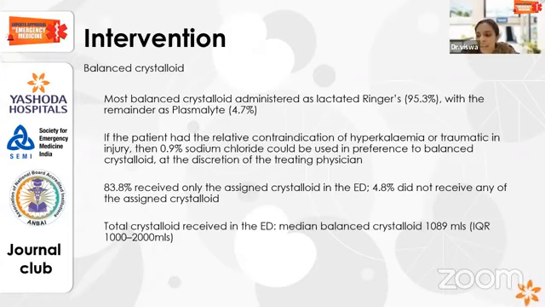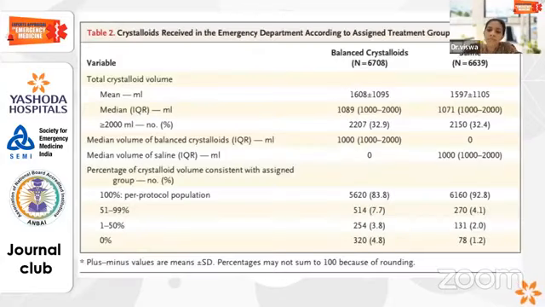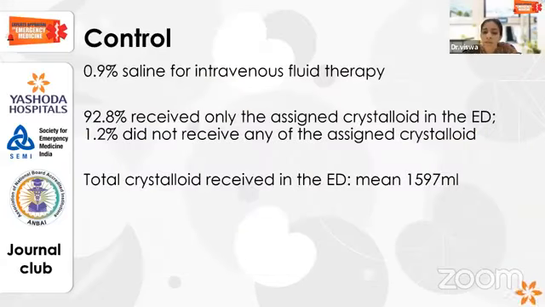83.8% received only the assigned crystalloids in ED, and 4.8% did not receive any assigned crystalloids. Total crystalloids received in ED, the median balanced crystalloid was about 1089 ml. Again, this talks about the mean balanced solution volume that was administered to the patient.